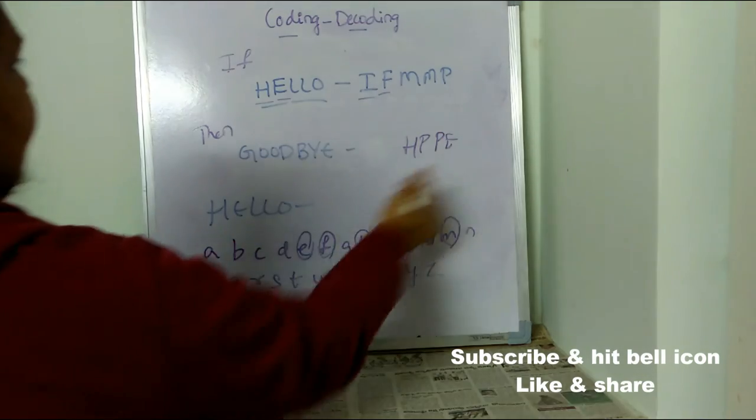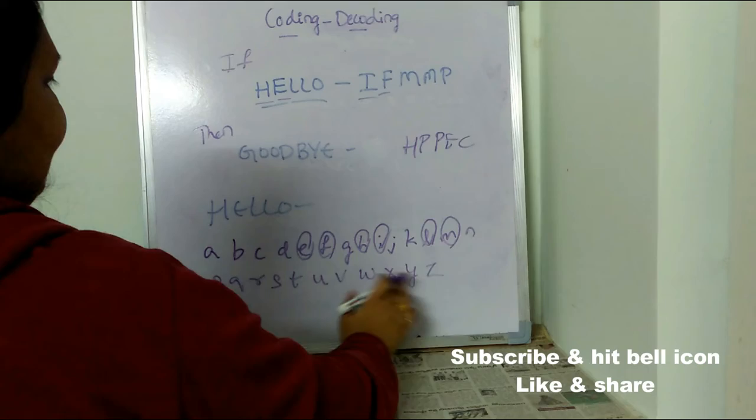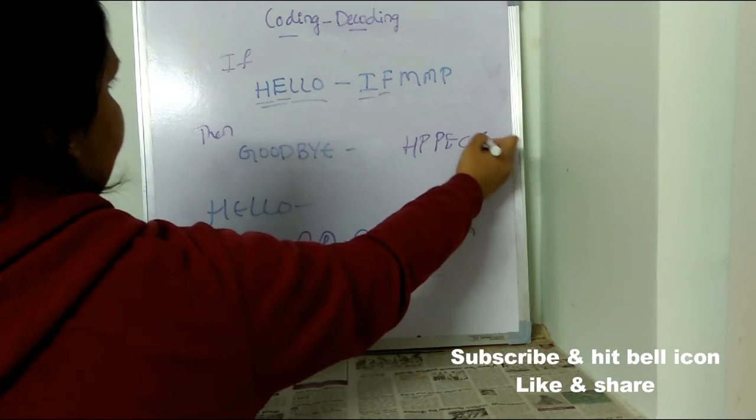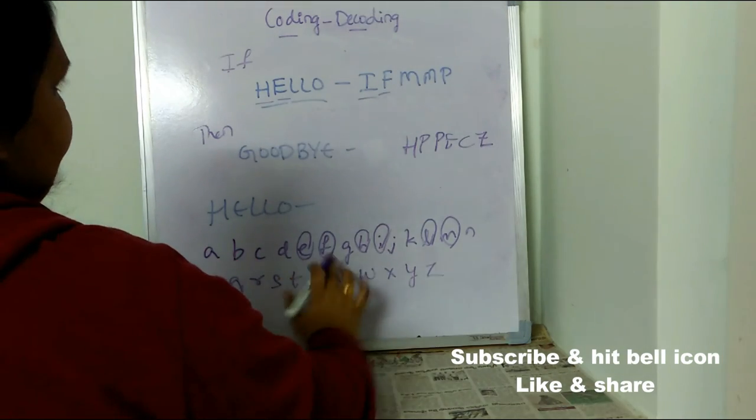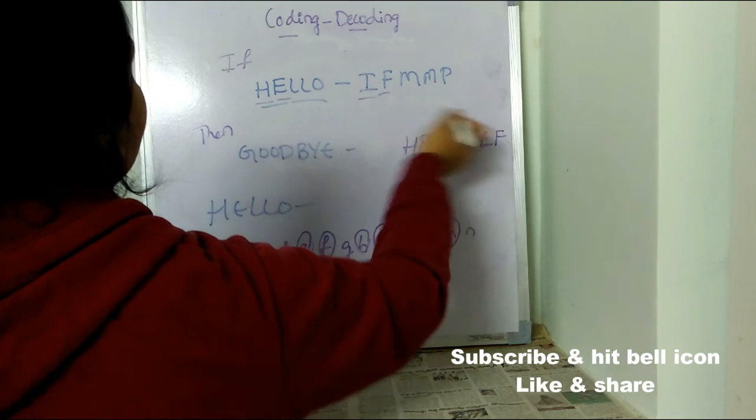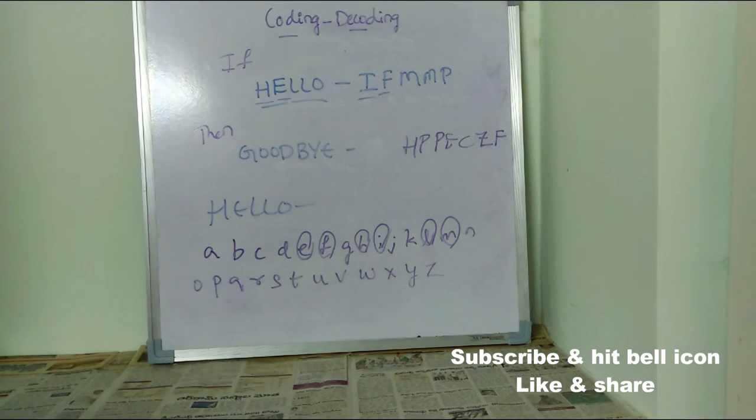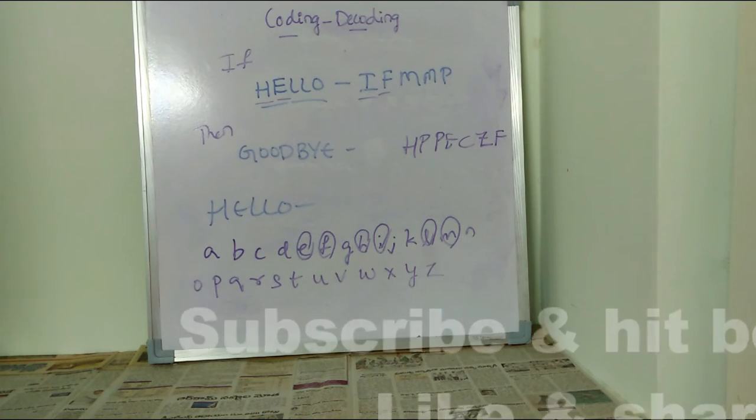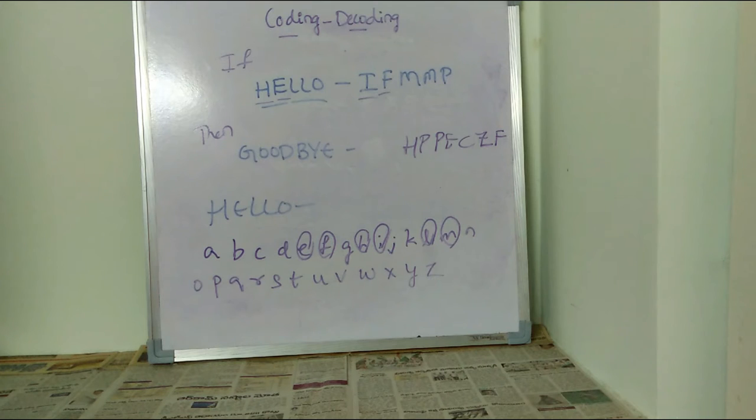After B, it is C. After Y, it is Z. After E, it is F. So, goodbye can be written as H, double P, E, C, Z, F. Okay, so like this, you take the help of all the alphabets and we need to just consider what needs to be done.